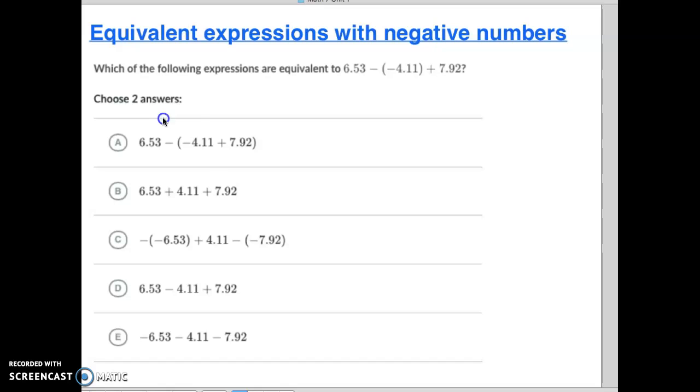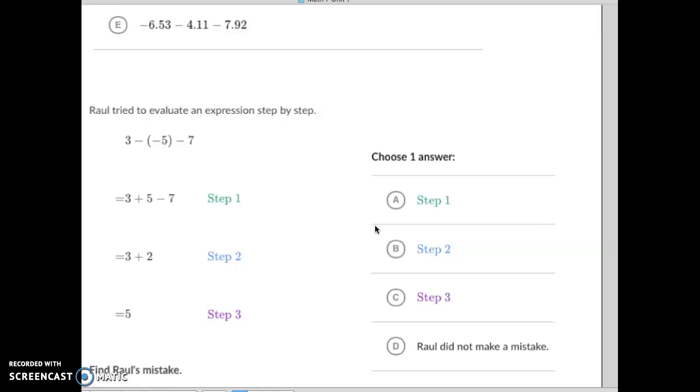All right, this one is a positive, this one's a positive, this one down here is a positive. Uh-oh, this one's a negative. So letter D is out of the picture. And then finally, we need this one to be a positive. Well, a negative times a positive makes a negative, so this one doesn't work. This one is a positive, and these two negatives would create a positive. So our answers are B and C.